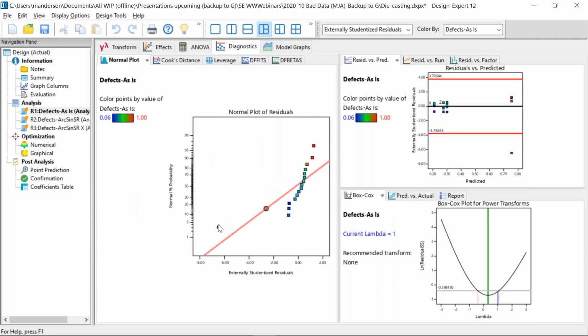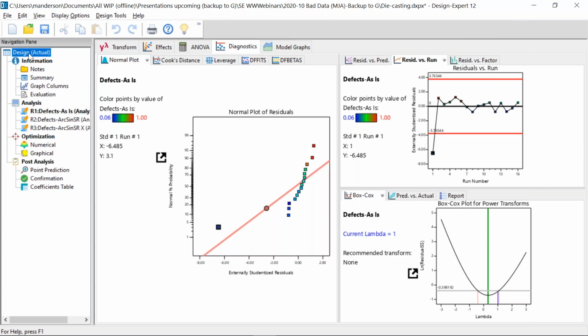Now, what's interesting is that there is one off, and I can highlight this, and it definitely is outside of the red lines, but there's no recommended transform here. Later, we'll see that it's a non-power transformation, the arcsine square root, that works in this case. But the first question is, what's going on with this outlier?